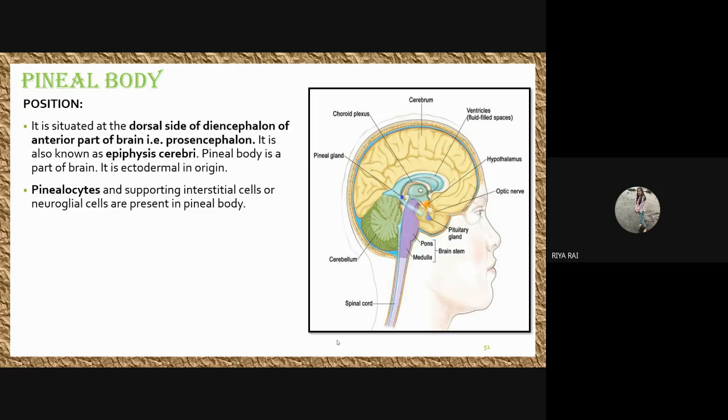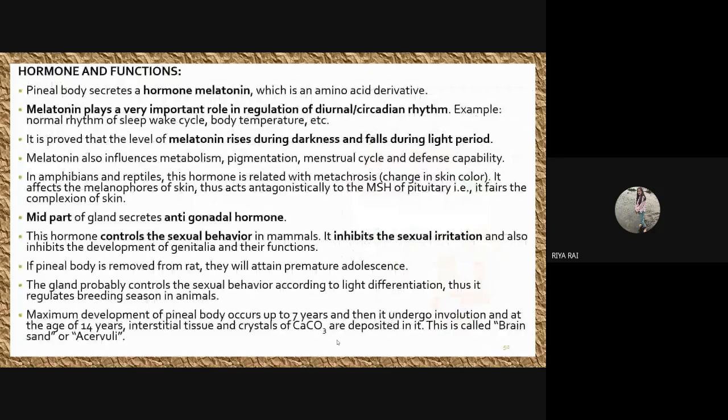Pinealocytes are the cells which are situated in the pineal bodies. Along with that, the supporting interstitial cells or neuroglial cells are also present in the pineal body. The hormone which is secreted by the pineal body is melatonin. Melatonin is an amino acid derived hormone, or we can also say that it is a peptide hormone.